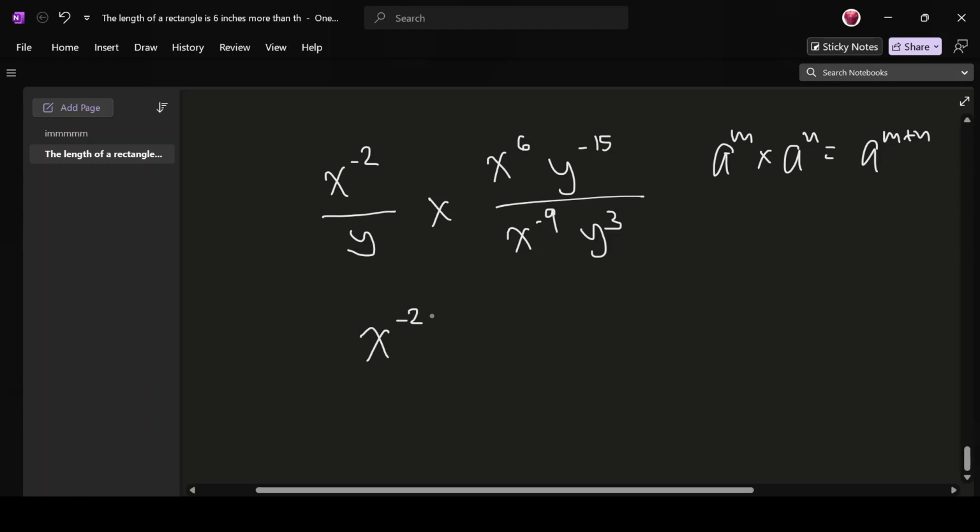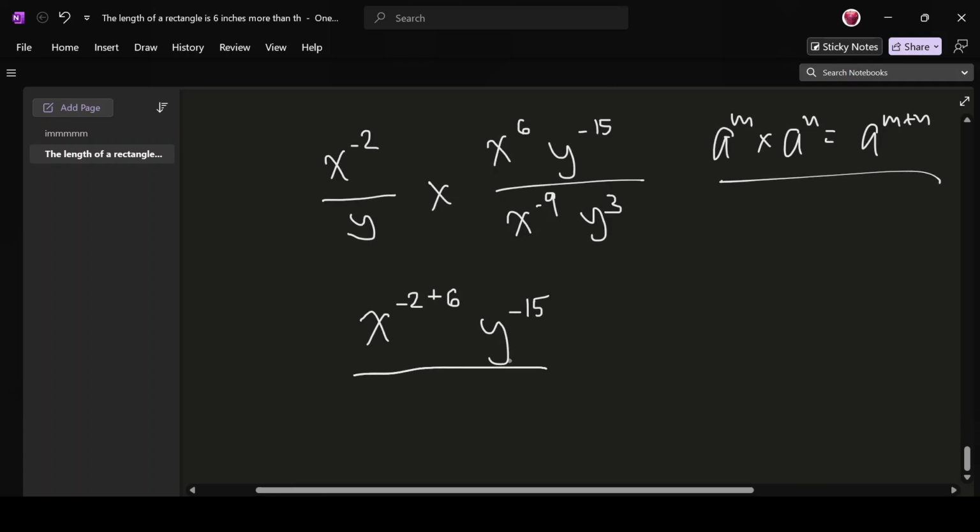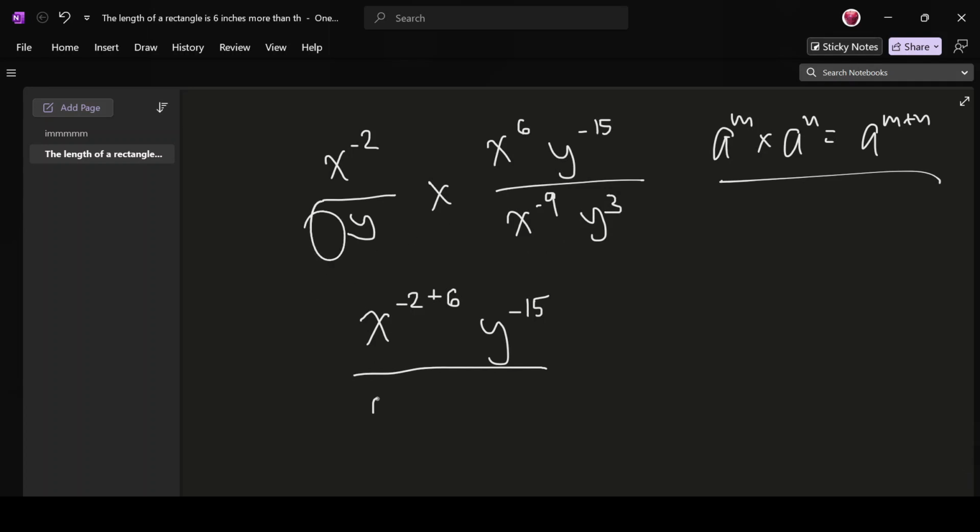X to the power of negative 2 plus 6. And the y is just going to stay the same, because there's no other pair here. There's no y pair. And this law can only be applied when the bases are the same. And for the bottom number, there's no x pair in here, so I'm just going to write it as x to the power of negative 9.